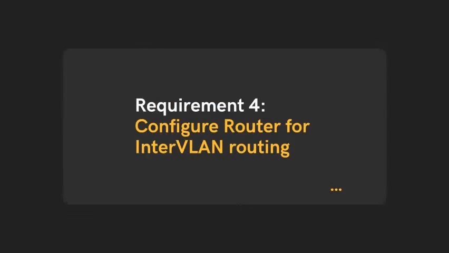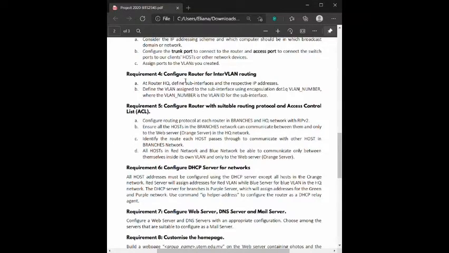Assalamualaikum and hi. My name is Iliana Narina binti Ramli and I will be explaining requirements 4 and 5. For requirement 4, we need to configure the router for inter-VLAN routing. At router HQ, define the sub-interfaces and the respective IP addresses. Then we need to define the VLAN, assigned to the sub-interface using encapsulation dot1q VLAN number, where the VLAN number is the VLAN ID for the sub-interface.